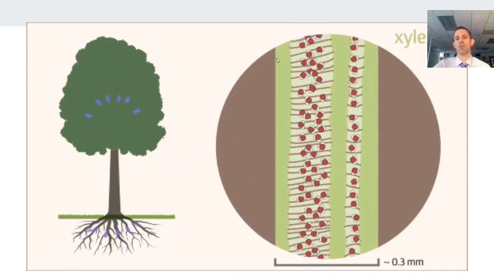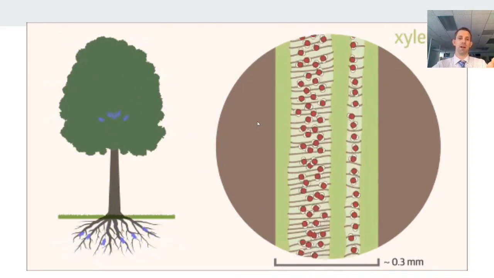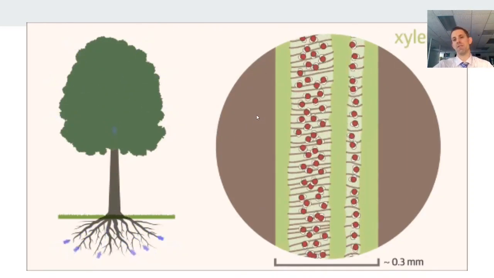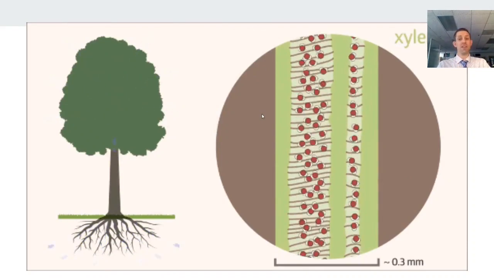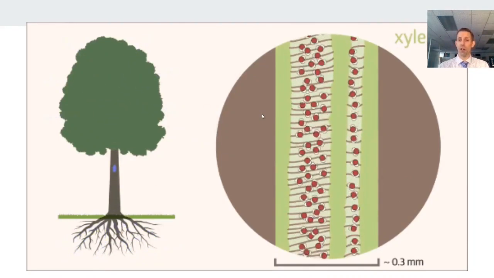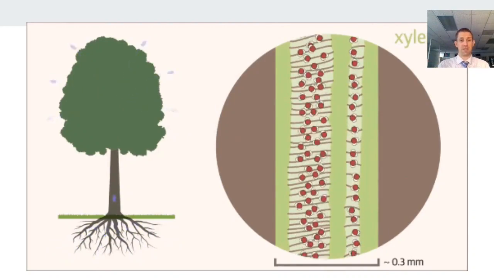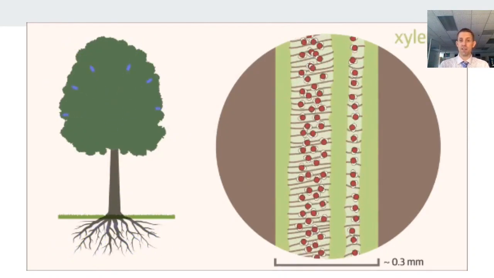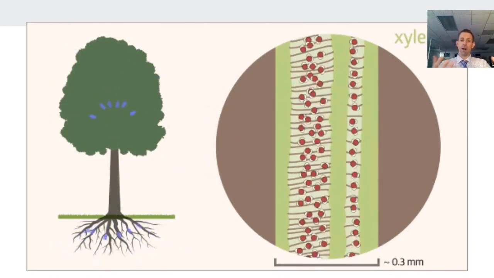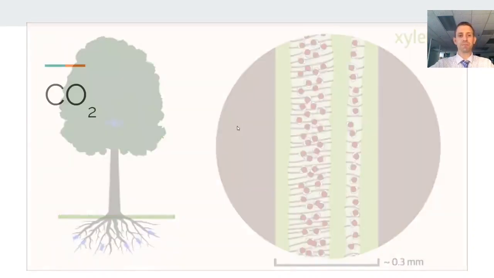The zoomed in image over here is showing one vessel of the xylem. Now there will be millions of these vessels inside of the wood. The wood really of the tree is essentially like a bunch of microscopic straws in order for it to draw that water up in and against gravity.